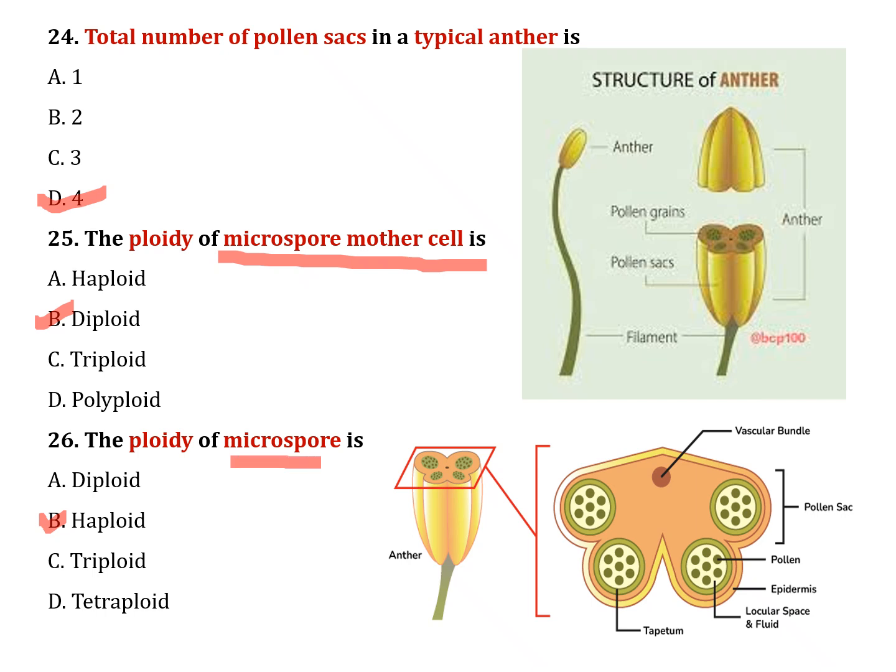This is an anther and these are the pollen grains. These are the pollen sacs. Inside the pollen sac there is a large number of pollen grains. This is a four chambered structure. These are known as pollen sacs, and inside the pollen sacs, a large number of pollen grains are present.